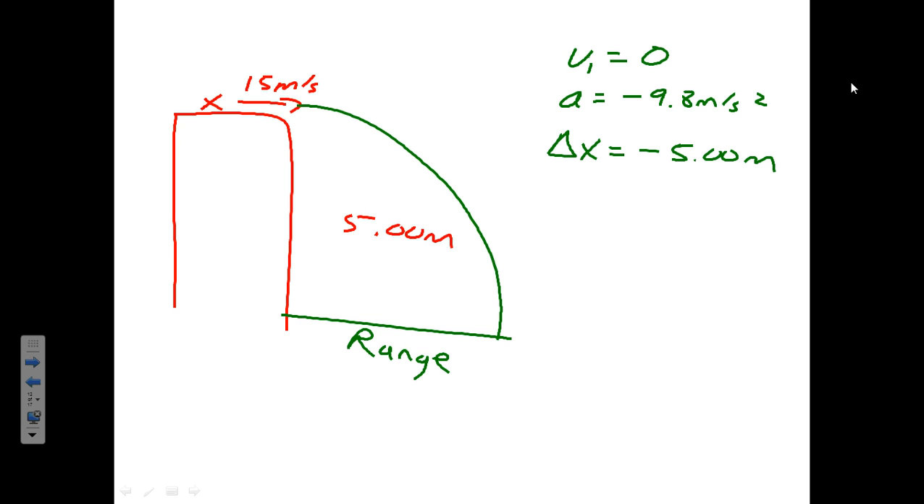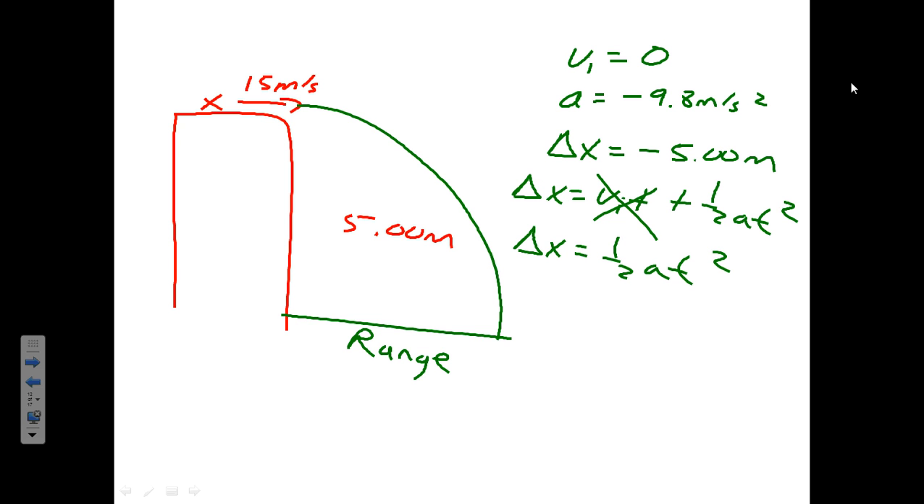So probably the easiest equation to use here would be delta x equals VIT plus 1/2 AT squared. The nice thing in this case is that VI is 0. So that goes away. So we've got delta x equals 1/2 AT squared. Let's take a minute and solve that out for t, because that's what we're going to have to find first. So we'll multiply both sides by 2. And that'll give us this. We'll go ahead and divide both sides by 8.